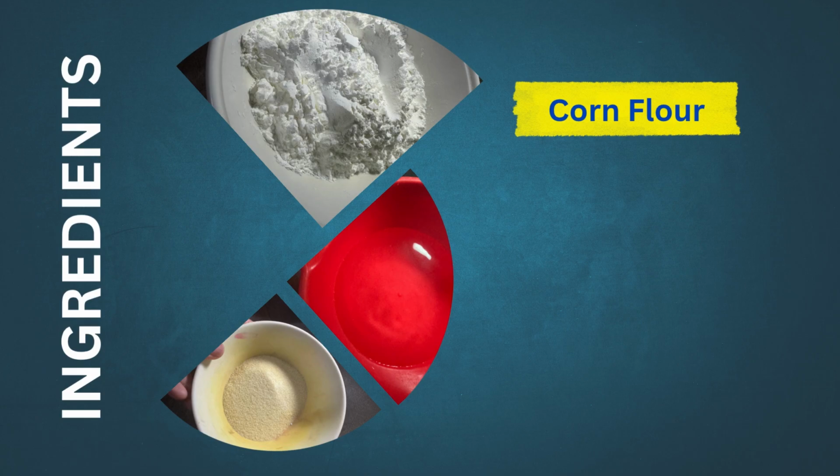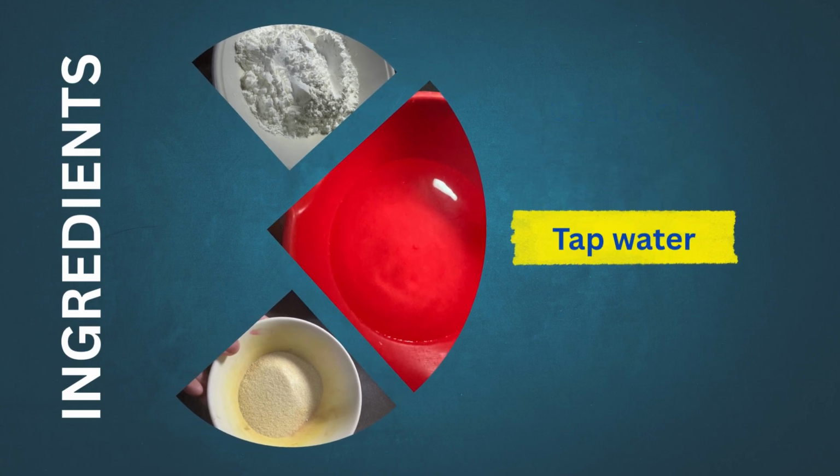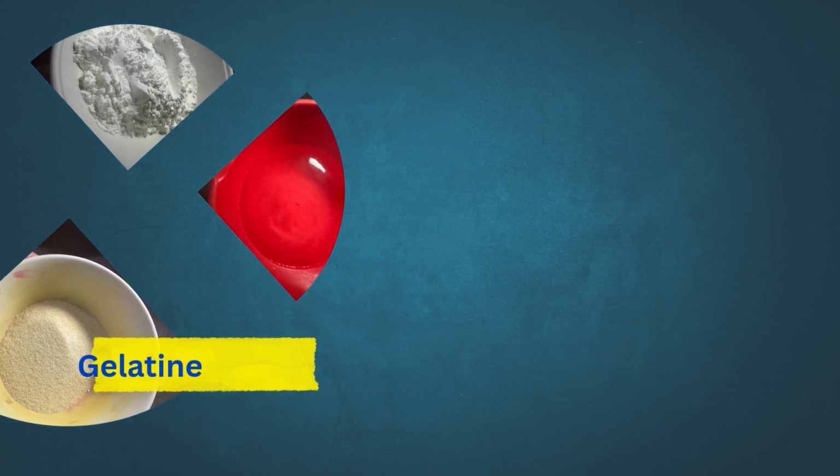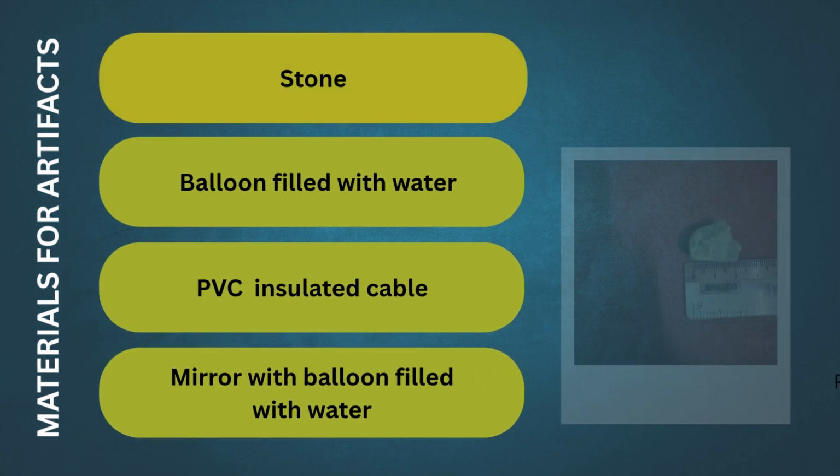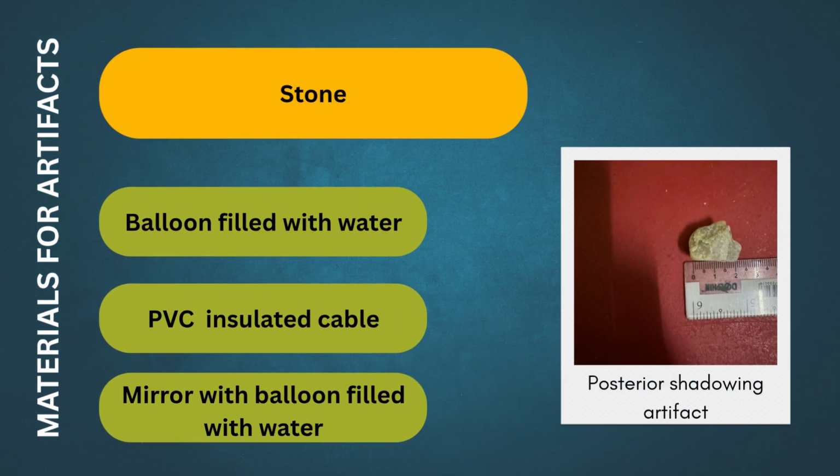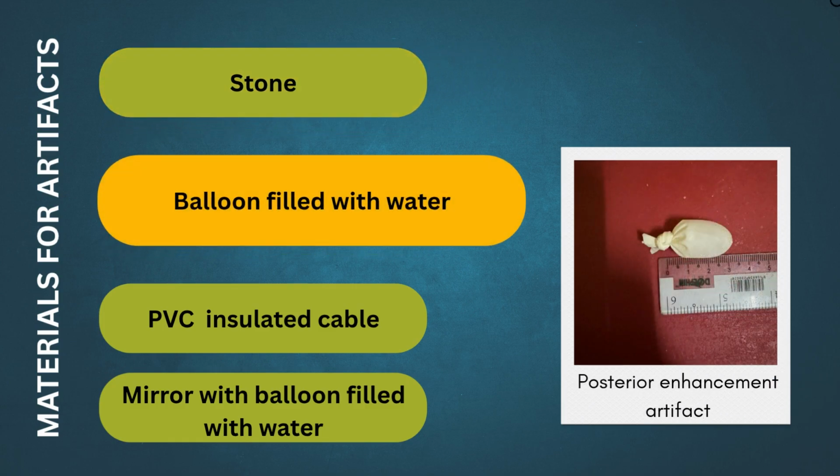Ingredients: 200 gram corn flour, 1000 milliliter tap water, and 40 gram gelatin. Materials for artifacts. A stone is used to recreate posterior shadowing that represents stone or calcification in soft tissue. A balloon filled with water creates an anechoic structure with posterior enhancement, mimicking a cyst.